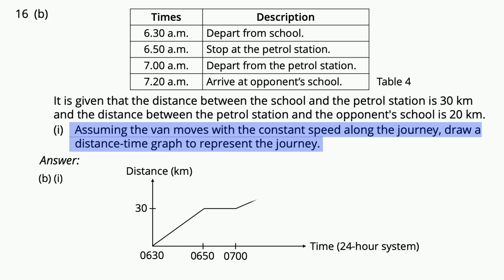At 7 a.m. the van leaves the petrol station and travels to the opponent's school. The van reaches the opponent's school at 7:20 a.m., taking 20 minutes to cover the 20 kilometers. Again, the van moves at a constant speed during this part of the journey. This is the distance-time graph that represents the journey of the van.